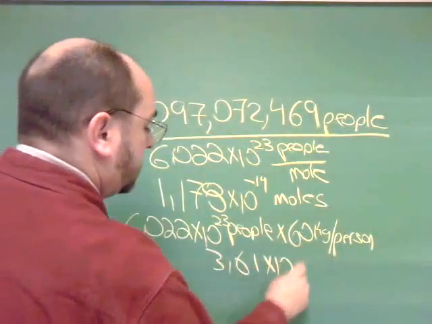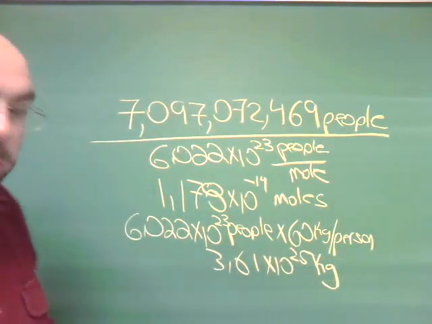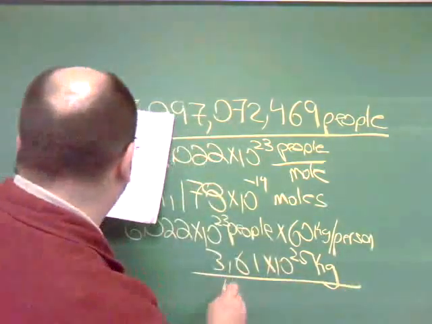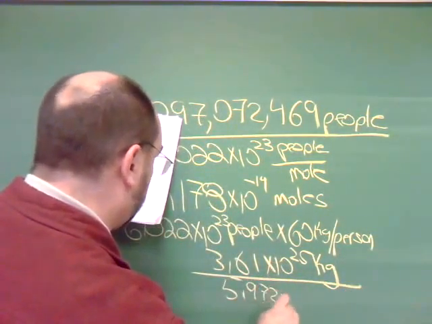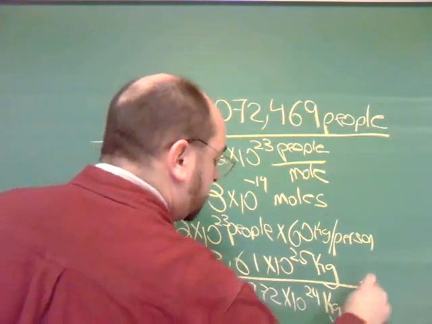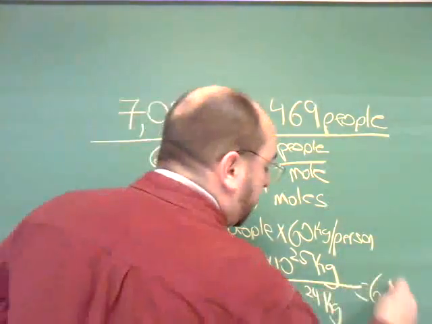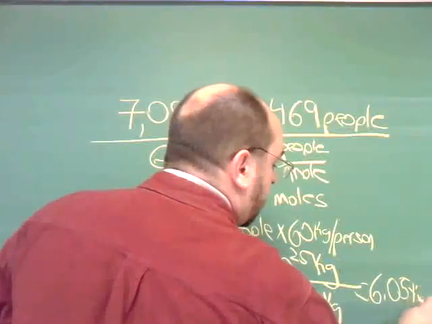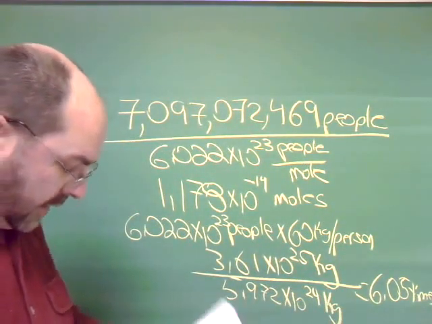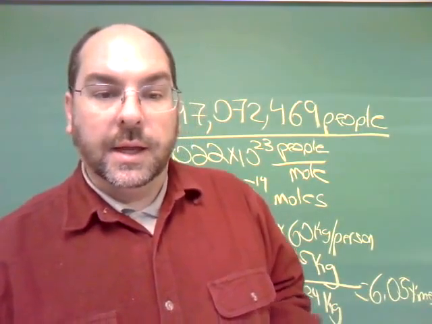3.61 times 10 to the 25th kilograms, which if we compare that to the mass of the Earth, which is listed as 5.972 times 10 to the 24th kilograms, that would mean that the people would weigh about 6.05 times what the Earth itself weighs. Those are the conceptual questions. Now we'll do the problem.